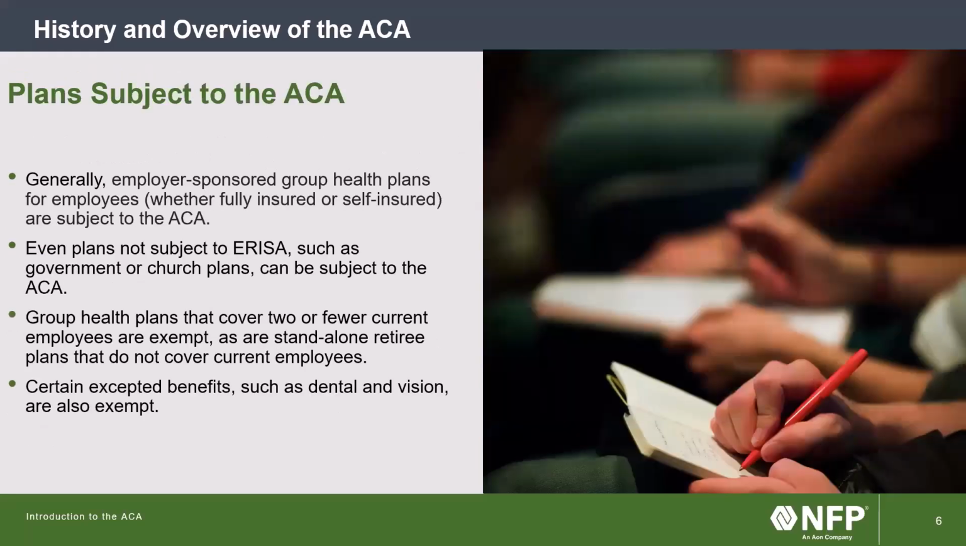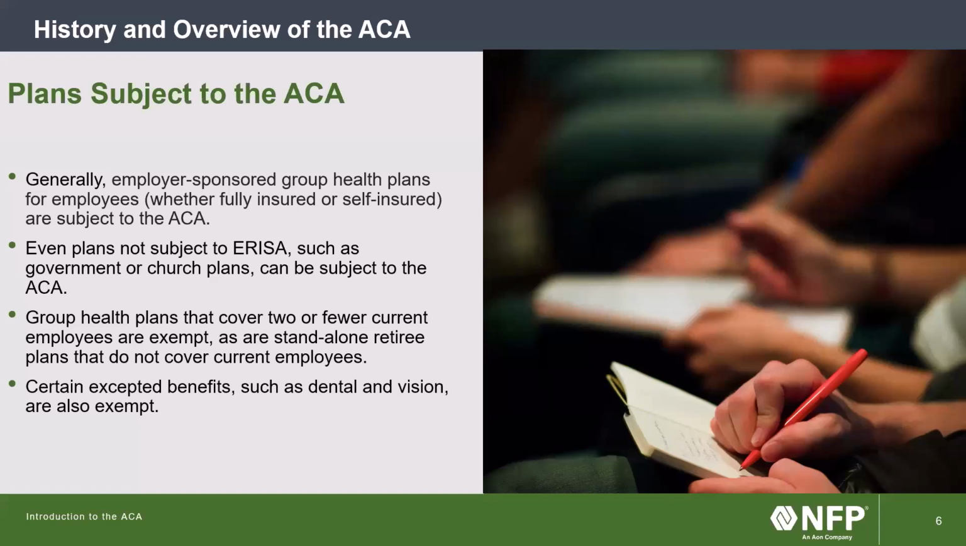So the ACA covers a variety of plans, but generally speaking, employer-sponsored group health plans for employees, whether they're fully insured or self-insured, are subject to the ACA. Even plans that are not subject to ERISA, a whole other series of laws that we'll get to in another webinar, such as government or church plans, can still be subject to the ACA.